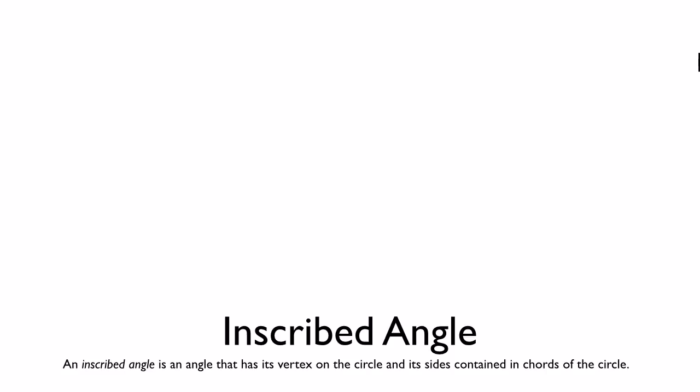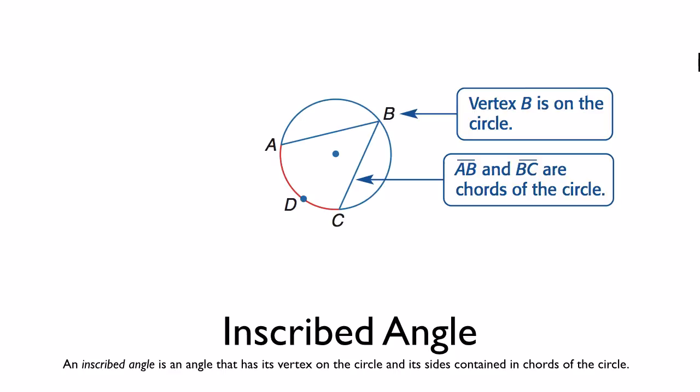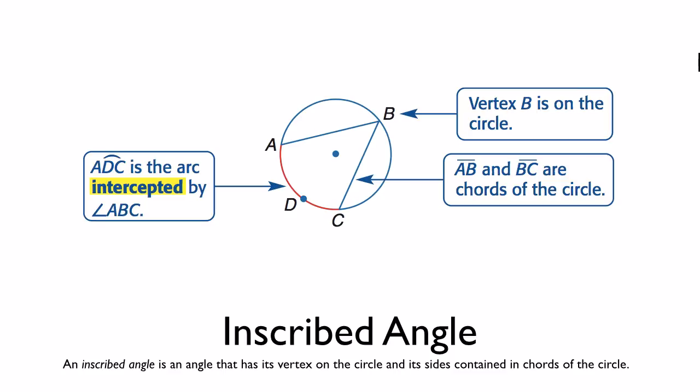To begin, we need to understand what an inscribed angle is. An inscribed angle is an angle that has its vertex on the circle, and the sides of the angle are contained in chords of the circle. So if you recall, a chord is a line segment that has its endpoints on the circle. So here angle ABC is an inscribed angle. That red arc, arc AC, is an intercepted arc. In other words, the inscribed angle cuts off a portion of the circle. It intercepts it. And that portion of the circle in the interior of the inscribed angle is arc AC.